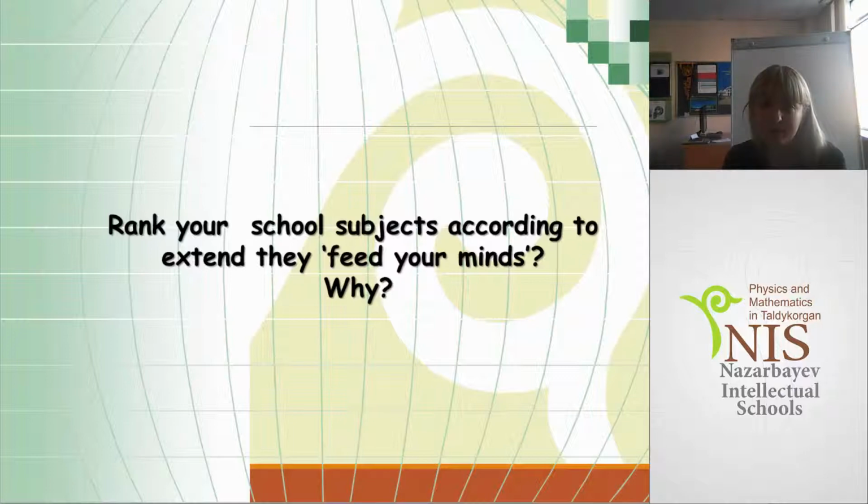In pairs, or if possible in small groups of 3 or 4, they're asked to rank their school subjects according to the extent they feed their mind, and of course specify why. Again, the teacher needs to clarify that it's not the students' own preferences, but the extent to which the subject feeds their mind. Teachers should not correct the students because the answers can be quite different.